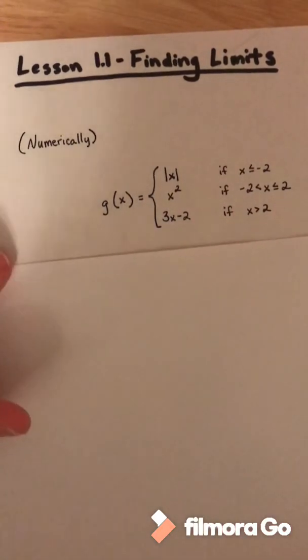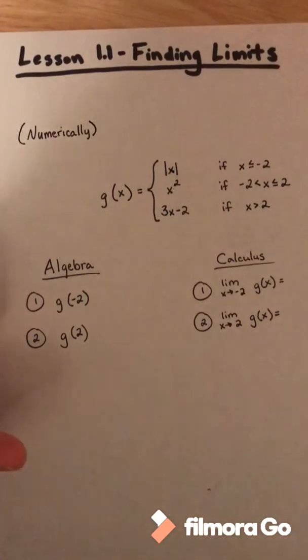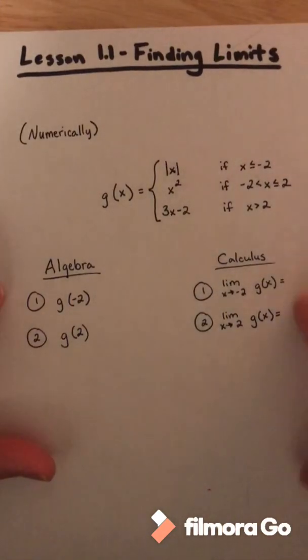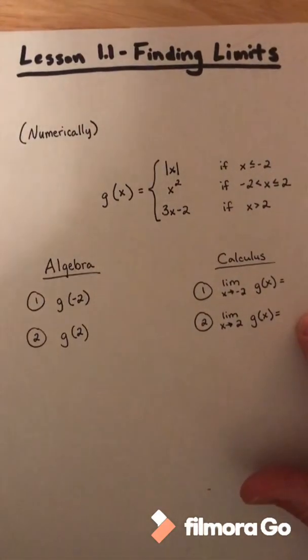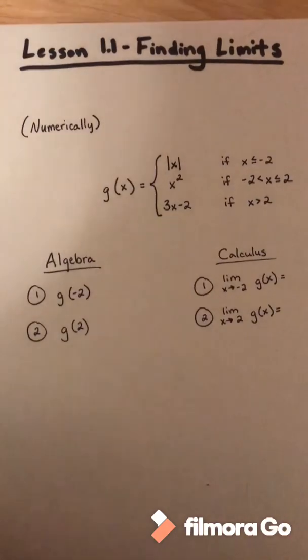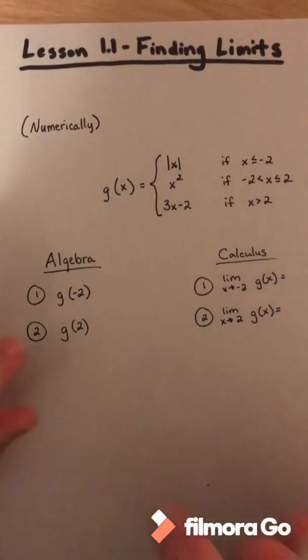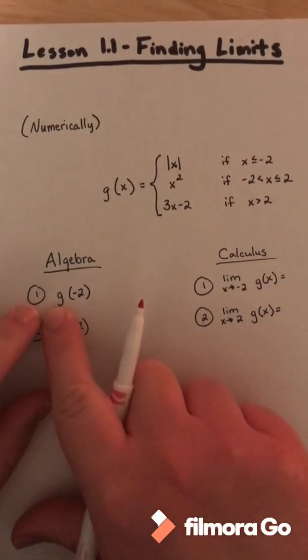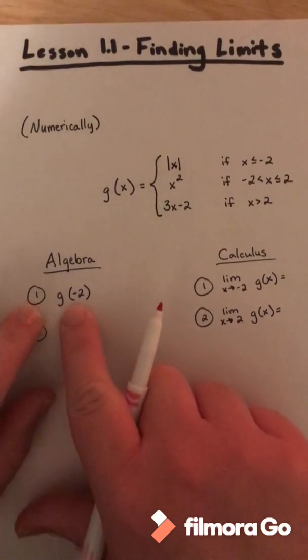So here's what we're going to do. I'm going to use some algebra skills again to review those, where we plug in some numbers and see what happens. And the other thing I'm going to do is use that kind of idea on calculus as well. So here's what we're going to start with. We're going to start off by saying, what is the value of the function g at -2?